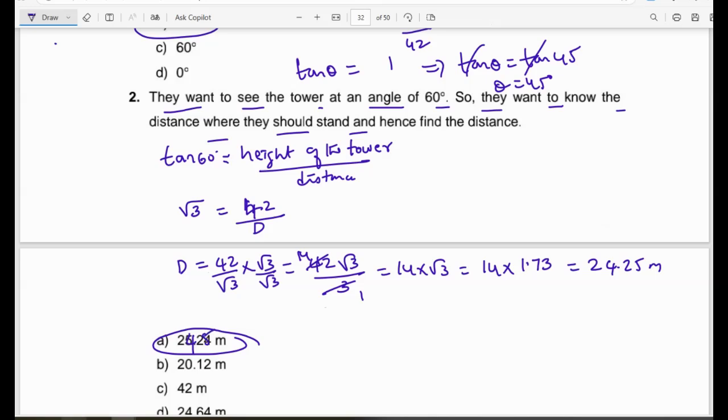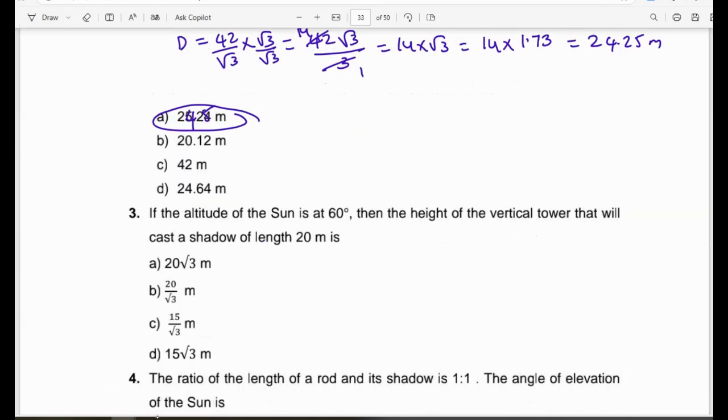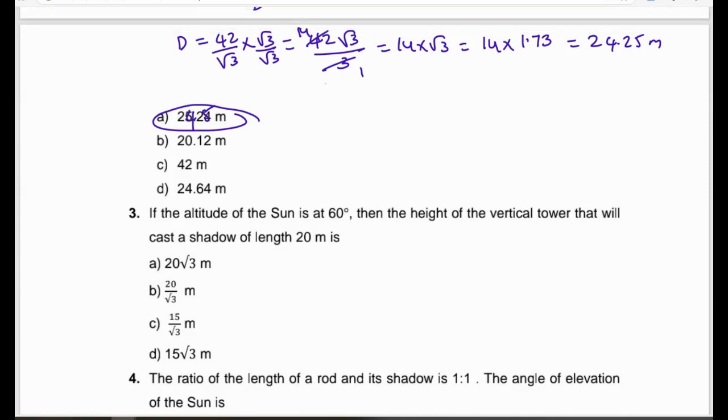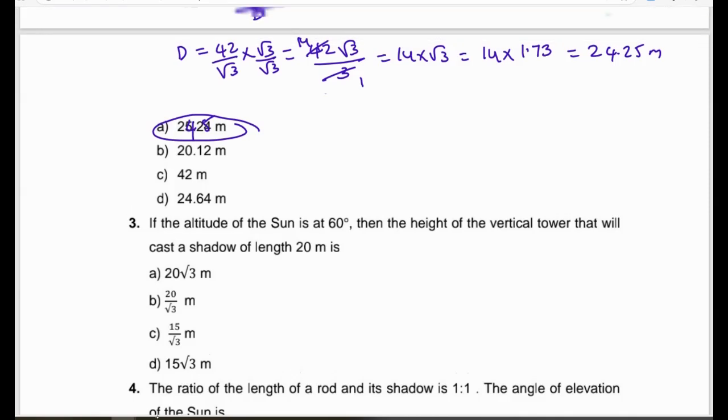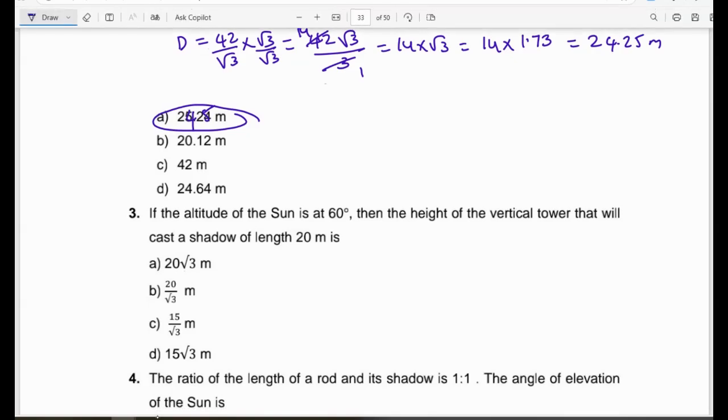It is 25.25 meters. Okay, then moving on with the next question: if the altitude of the sun is 60 degree, that is tan 60, then the height of the vertical tower that will be shadowed at the length of 20 meter. So here, tan 60 equals the height of the tower divided by the distance.